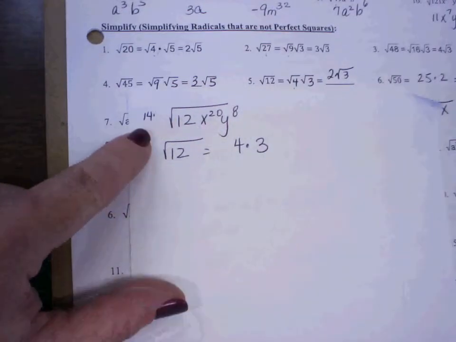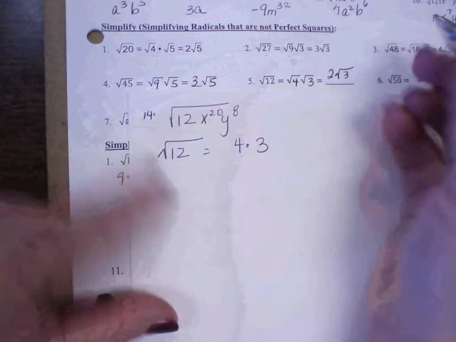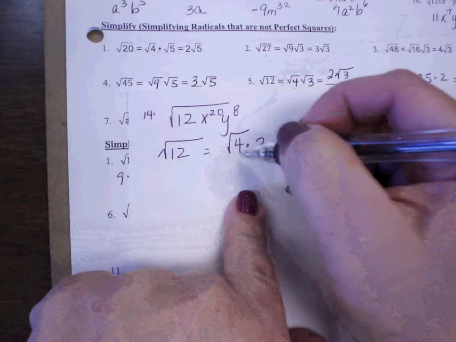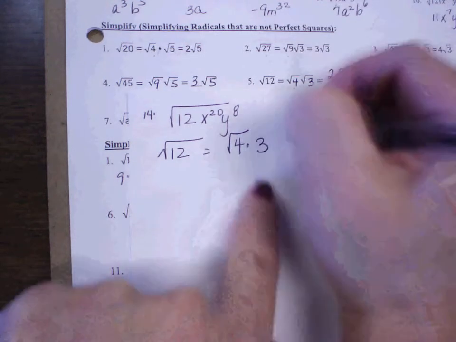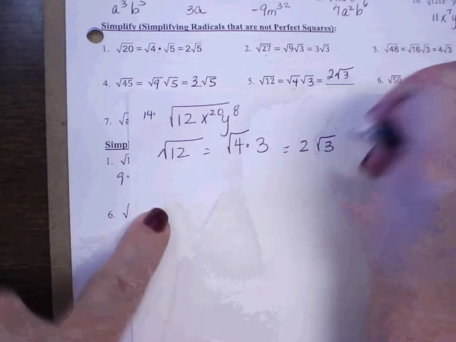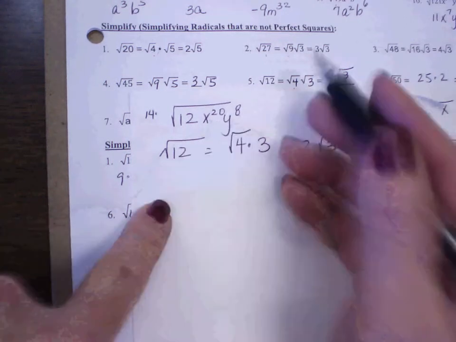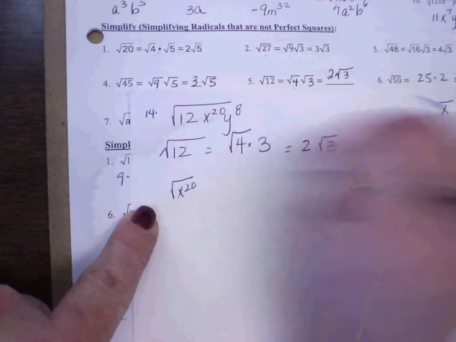All right, so for 12 would be 4 and, no, 6 is not a perfect square, right? It's got to be perfect squares. All right. What's the perfect square of 4? 2 and then a 3, right?